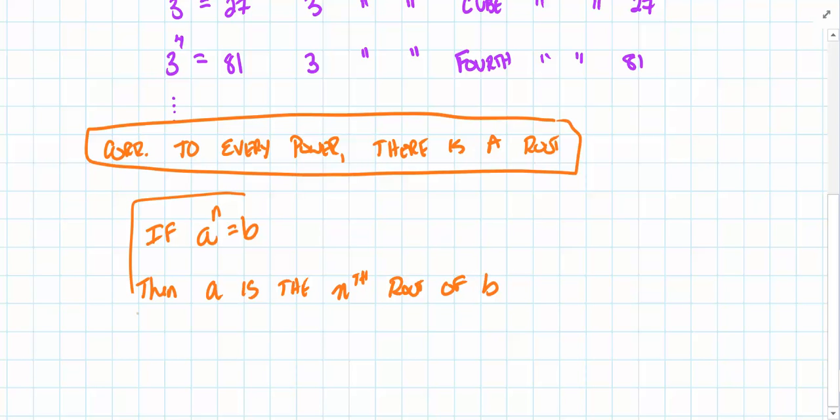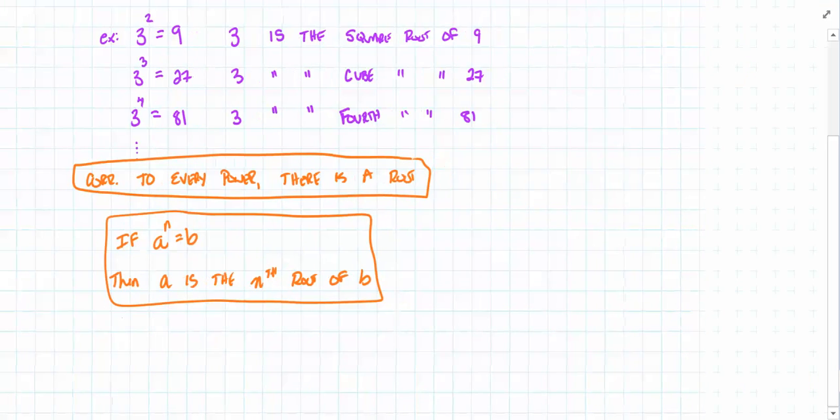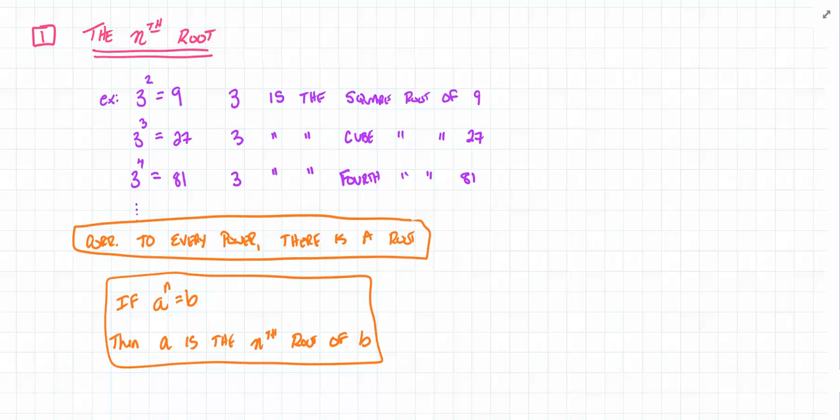That's basically what we're saying here. That's what an nth root is. If a to the n is b, then it must be that a is the nth root of b. And we saw these examples right here: 3 squared is 9, so 3 must be the square root of 9. 3 to the third is 27, so 3 must be the cube root of 27. So corresponding to every single power, there must be a root. That pattern suggests to us that if a to the n is b, then a must be the nth root of b.